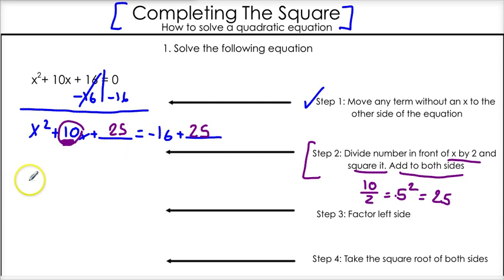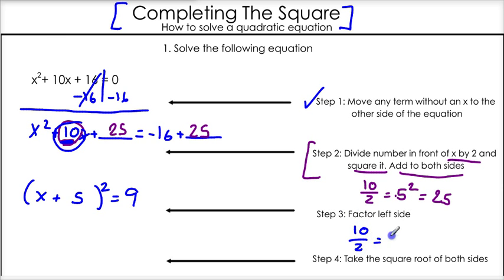And when you factor it, it's just x plus whatever this number is divided by 2. So if this is 10, it's going to be x plus 5 squared, which equals, and then you add these two numbers together and you get 9. I just want to put that note over here: what you do is just 10 divided by 2, which is 5, and that's how we got x plus 5.